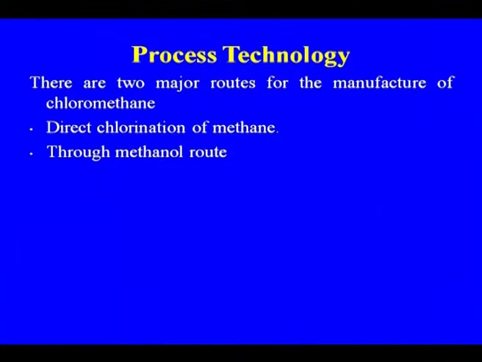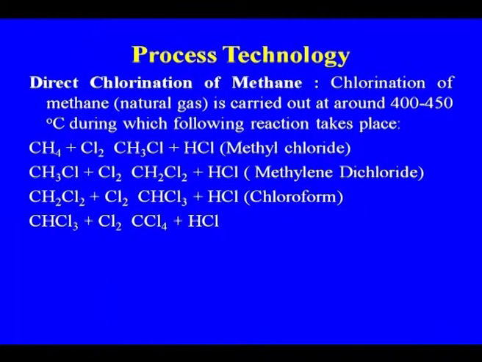There are two routes for making chloromethane. One is the direct chlorination of methane and the other is through methanolysis. Both processes can be used, but as methane is cheaper, some of the plants are making it by direct chlorination of methane. This is the process technology, and if you see the chlorination of methane, all the major compounds I was telling you about, methyl chloride, methylene chloride, chloroform and carbon tetrachloride, are formed during the process.